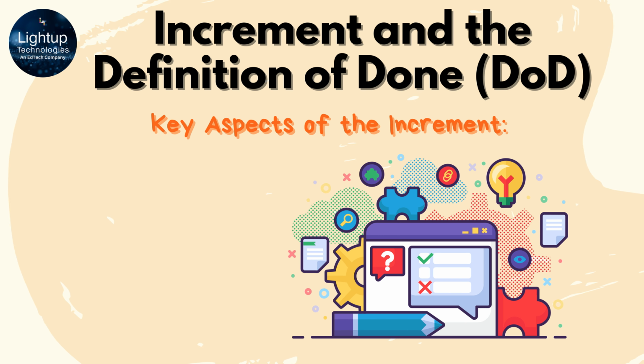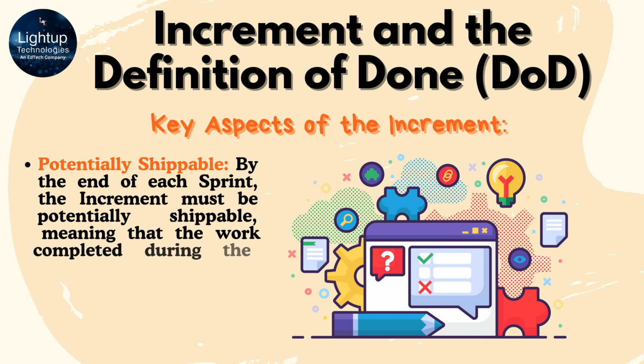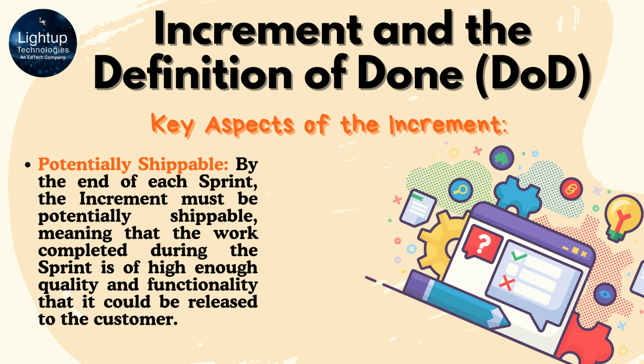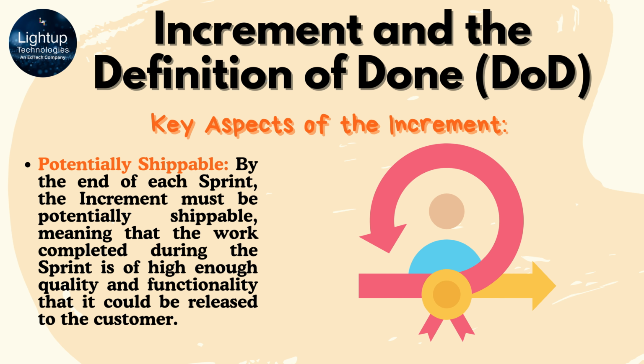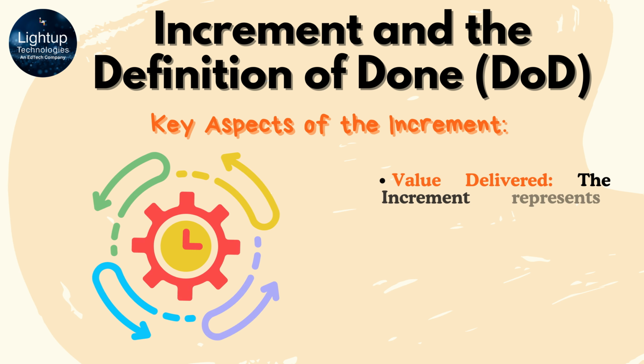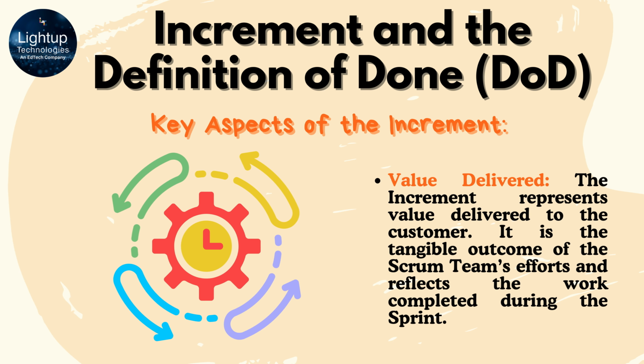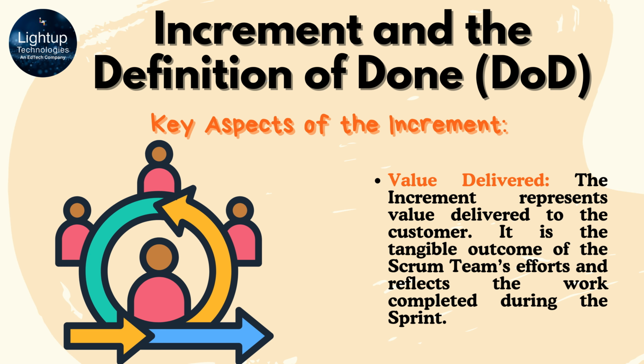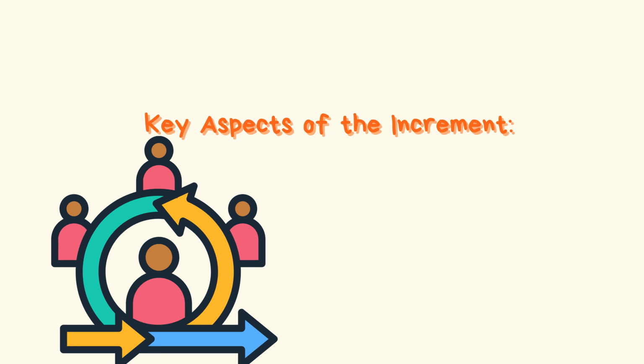Key aspects of the increment: potentially shippable. By the end of each sprint, the increment must be potentially shippable, meaning that the work completed during the sprint is of high enough quality and functionality that it could be released to the customer. Value delivered. The increment represents value delivered to the customer. It is a tangible outcome of the Scrum team's efforts and reflects the work completed during the sprint.